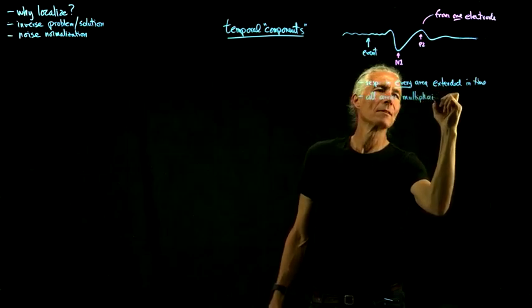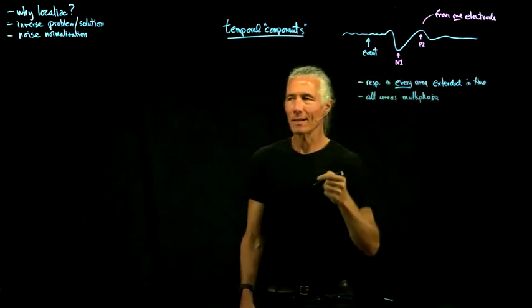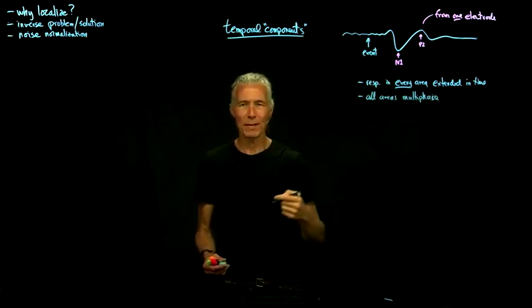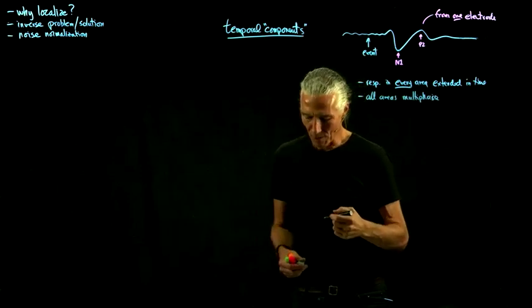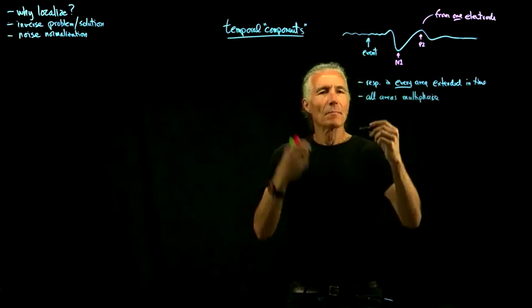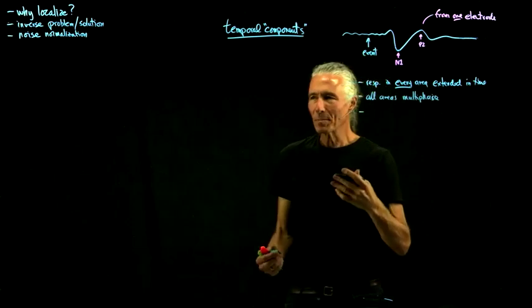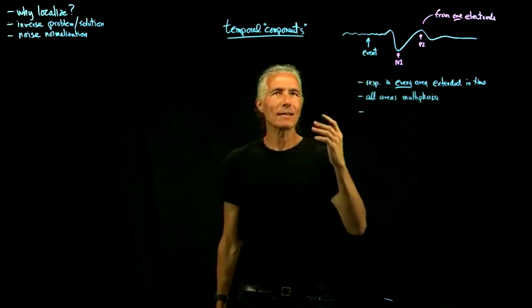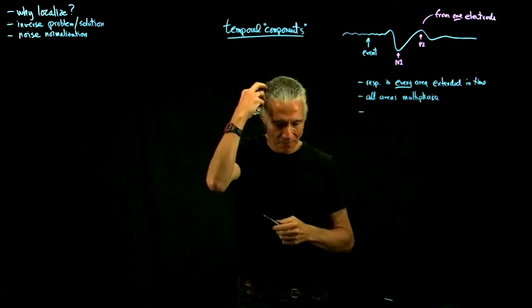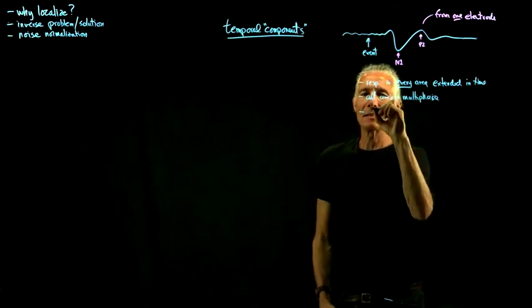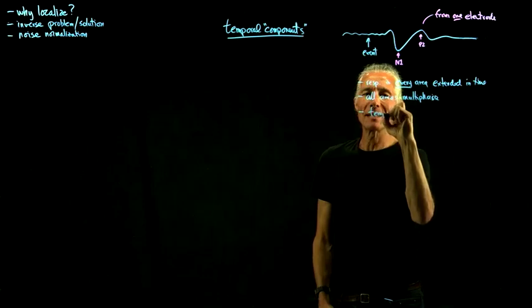Positive and negative. So all areas look like that. They go up and down 2 or 3 times. And they're all extended in time, and they all overlap. But what's the worst part of looking at temporal components? The worst part of looking at temporal components is that they're temporally non-static.